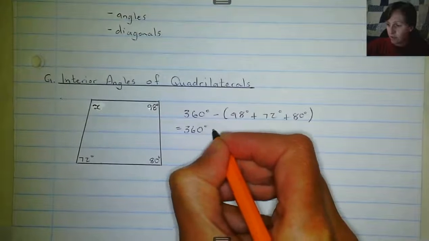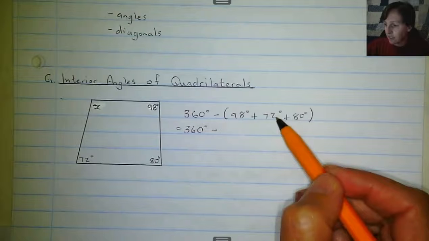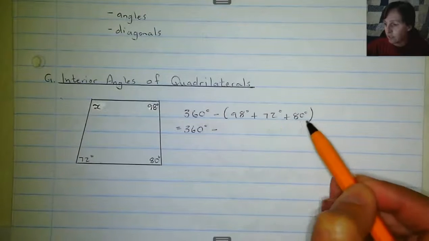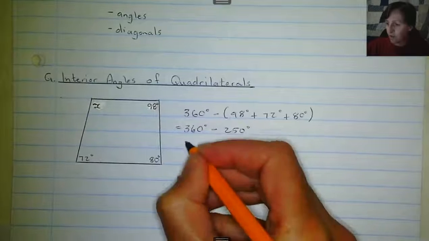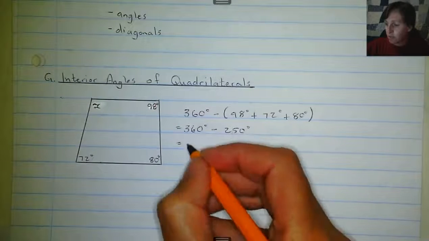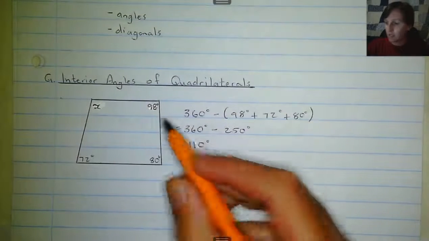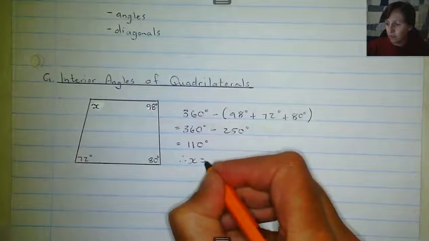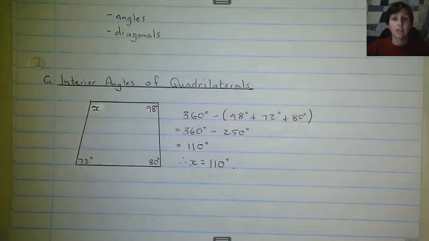So we're going to take our 360 degrees. Let's see how much we need to subtract. 98, 99, 100, so that's 170, plus another 80 is 250. Right, so 360 degrees minus 250 degrees is going to give us 110 degrees. So therefore, x equals 110 degrees. And that's how we calculate the interior angles of a quadrilateral. That is all the geometry that we need to revise.